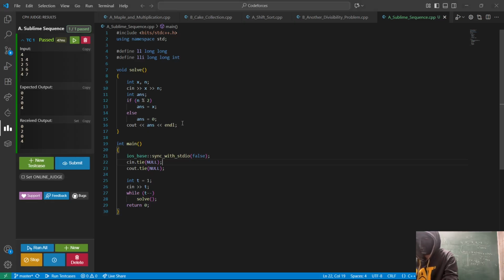I think this was one of the easy problems. Basically, based on whether n is even or odd, you have to find the answer. If n is even, you have an equal number of x and minus x, so those will get cancelled and your answer is 0. But in case of n being odd, like you have an odd number of terms in the sequence, then you have an extra x, so that is your answer.